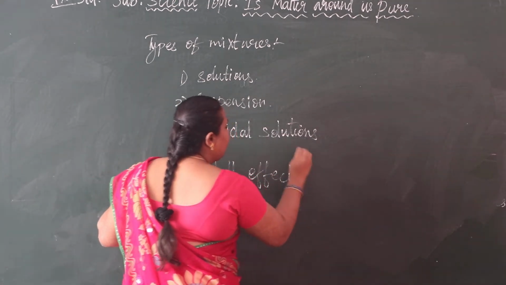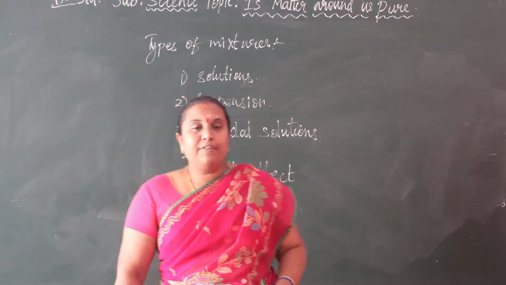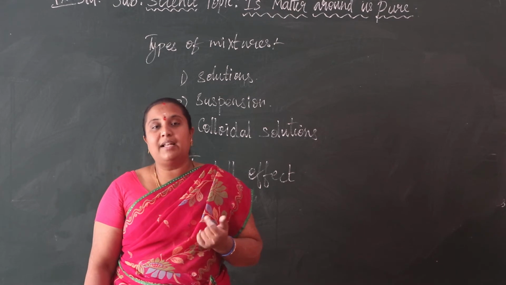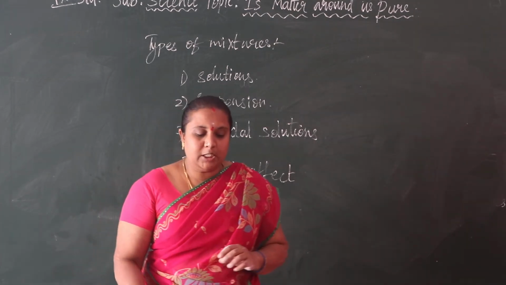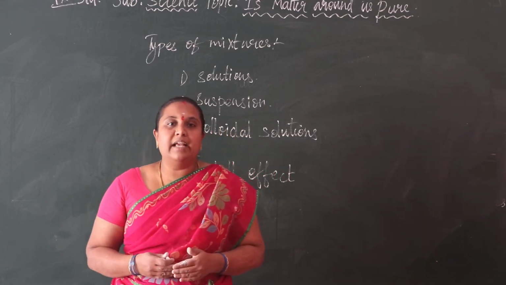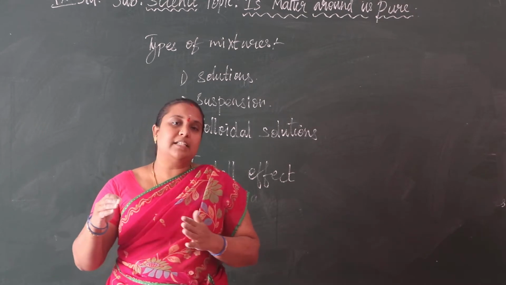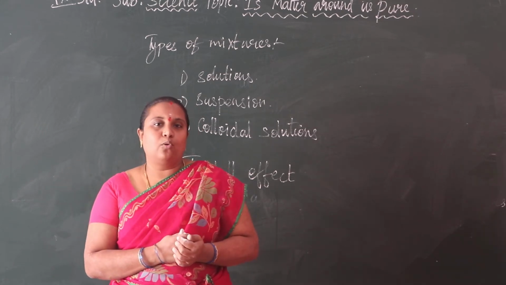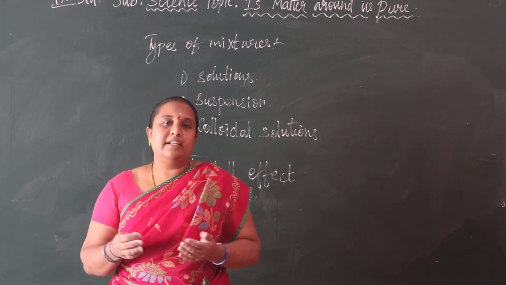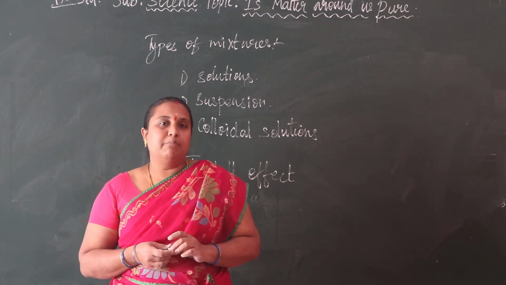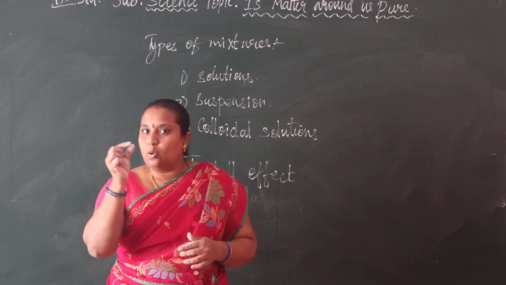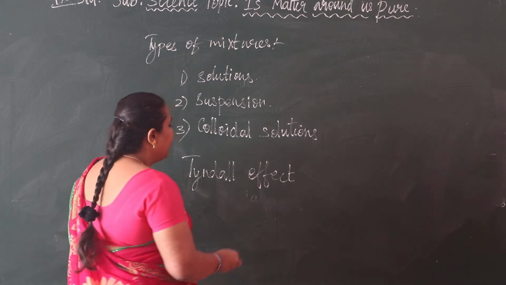What does the Tyndall effect mean? If a light is passed through a medium and its path can be seen, we can clearly observe the path of light getting inside a dark room. You are sitting inside the dark room. The light, the sunlight, or any torchlight comes into the dark room by a small hole.